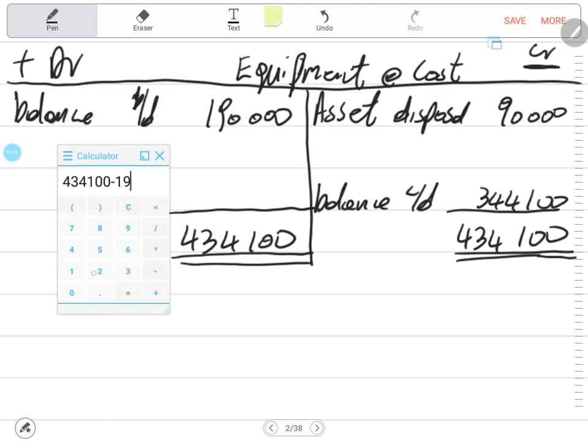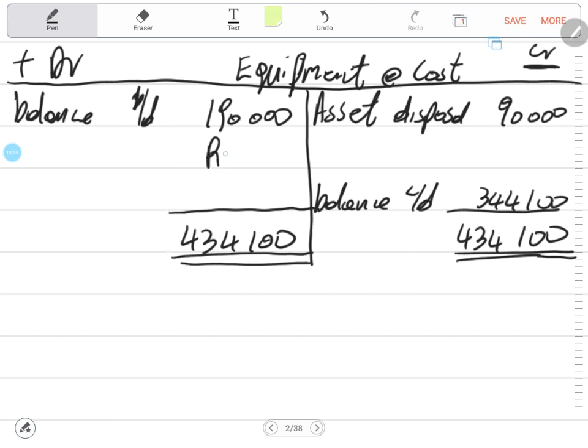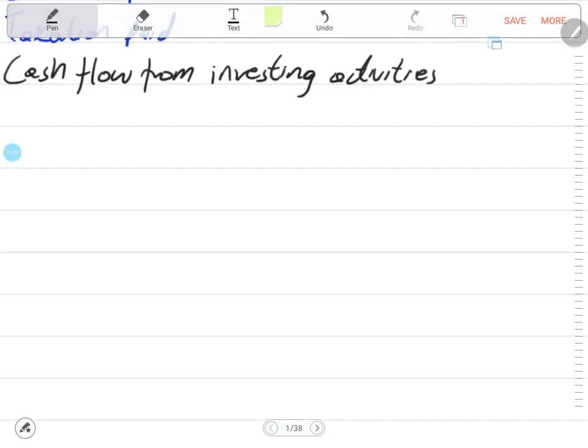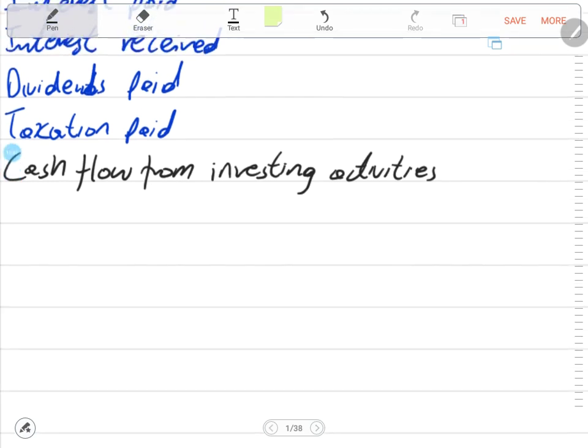434,100 minus 190,000 rands. Now we see that the difference of 244,100 is on the debit side. This is an indication that we bought an asset of equipment during the year, and the price that we paid to buy this equipment amounted to 244,100. So now if we bought this equipment, then we must come under cash flow from investing activities.